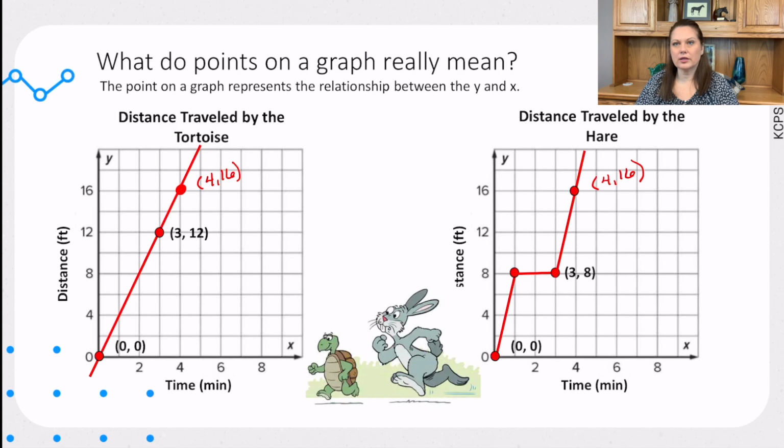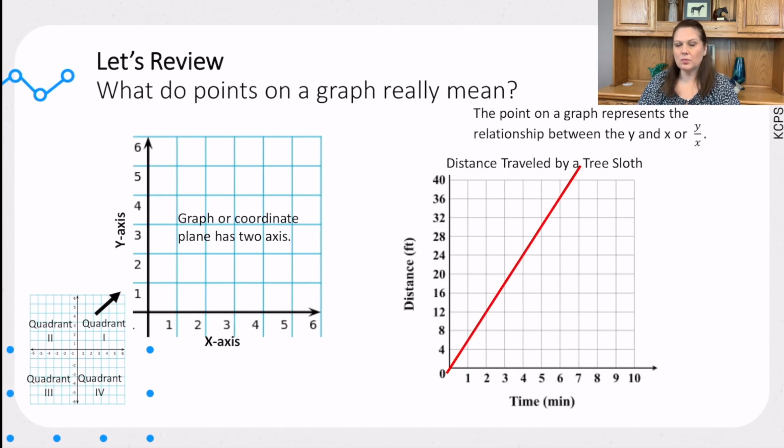So let's take a quick review. What do points on a graph really mean? Well, we first have to look at the quadrant in which they come from. For right now, we're just going to worry about the first quadrant because both of our quantities are going to be positive. But if you look at the second graph where we actually have a line, we're going to be looking for the relationship between the x and y axis. So remember, our constant of proportionality is actually going to tell us that relationship.